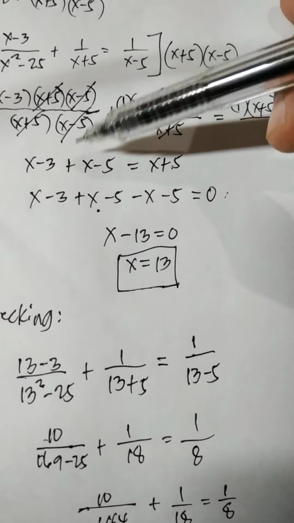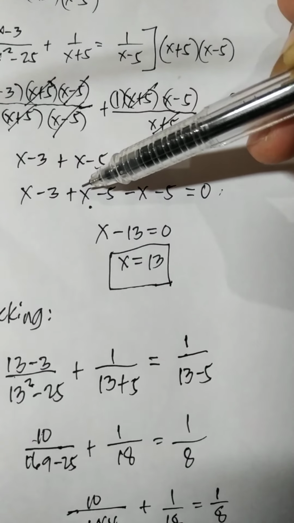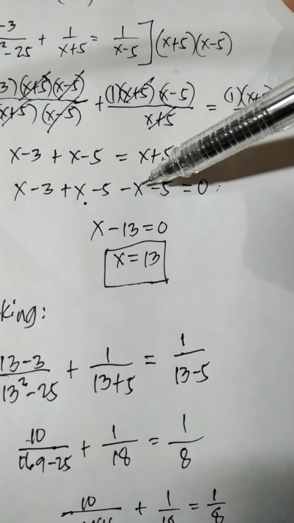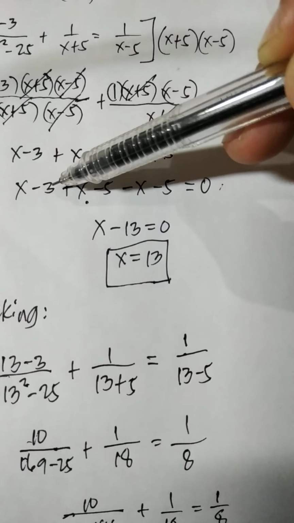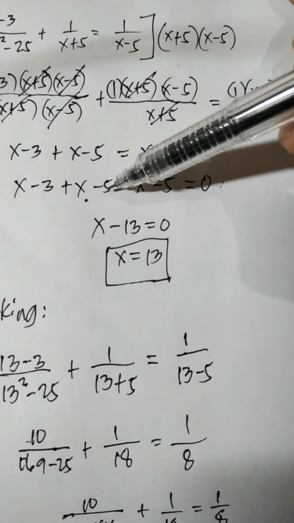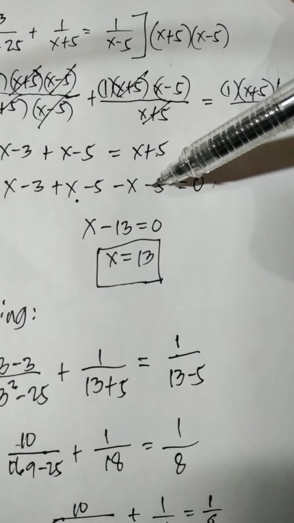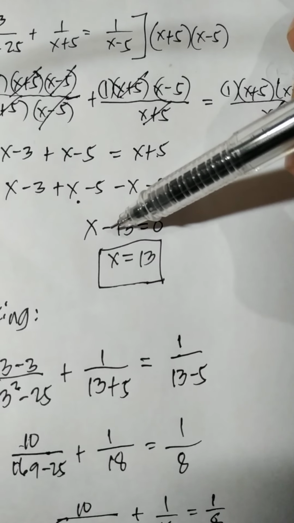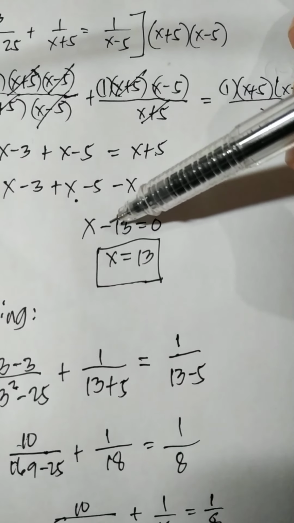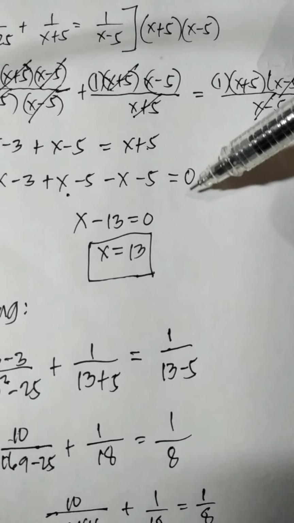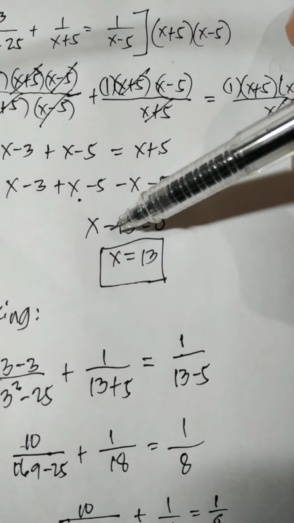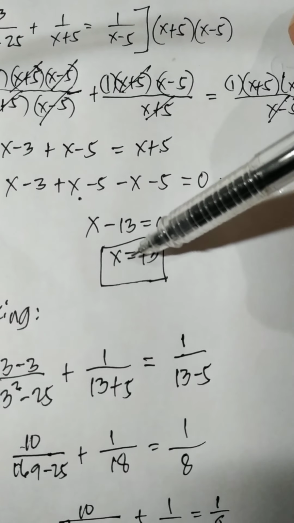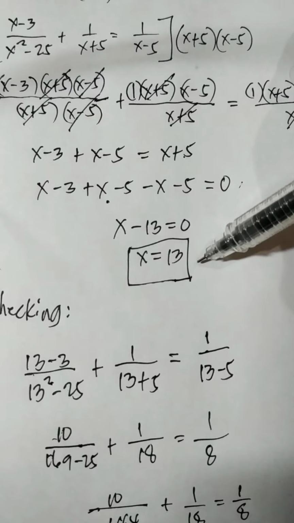Combine like terms: x plus x is 2x, minus x, so what remains is x. Negative 3 minus 5 is negative 8, then minus 5 again, so that is negative 13. So we have x minus 13, and what remains on the right side is 0. Solve for x now. Therefore, x is equal to 13.